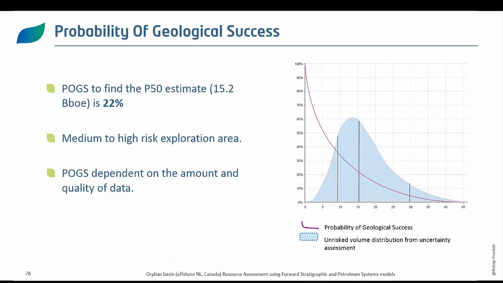Well, we did some risk analysis that was performed for individual leads and at play level, but those results are only private to Nalcor, so no disclosure here. But for each low, most likely, and high case, a probability of geological success is assigned in order to assess the risked volumes. So the estimated probability of geological success to find the P50 estimate is 22%. It means that we estimate at 22% the chance to attain the 15.2 billion barrels.